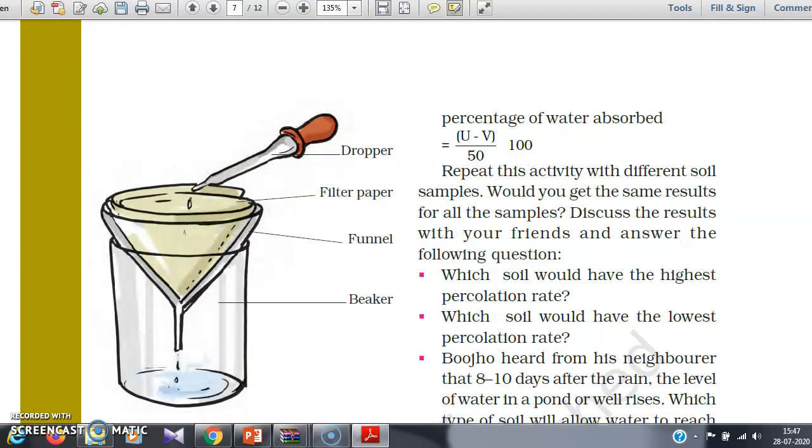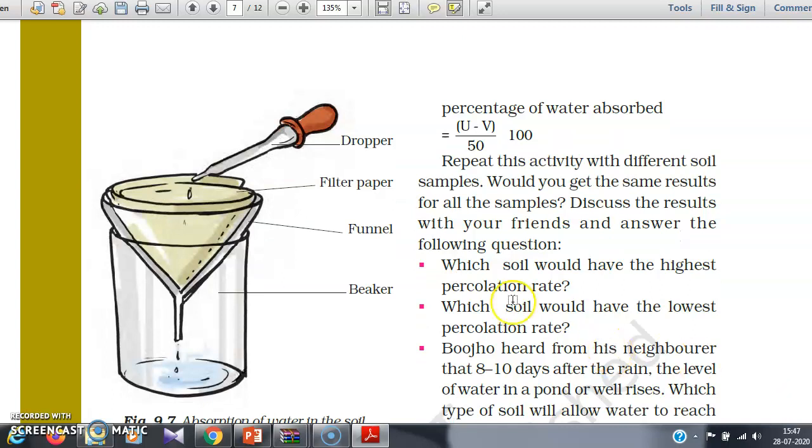So, this is how we are going to do the experiment. We have taken a beaker and fixed a funnel on it. We have set a filter paper on the funnel. Then we have taken some soil and weighed it. The amount of soil is 50 grams. We have kept the soil into the filter paper. Now we have taken some amount of water, say 100 ml.